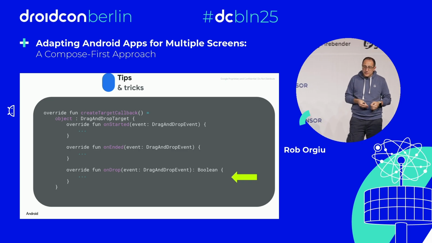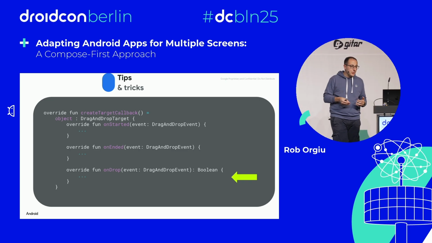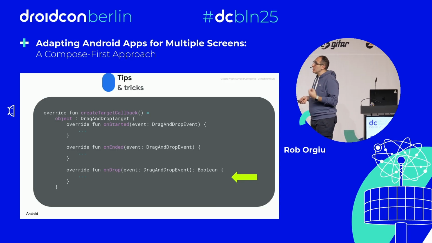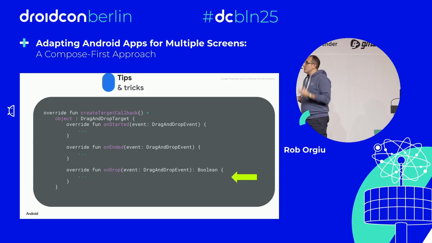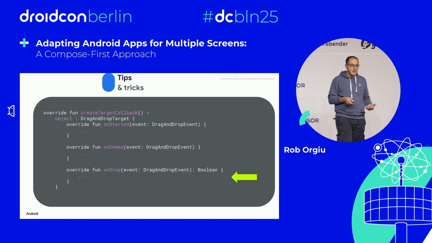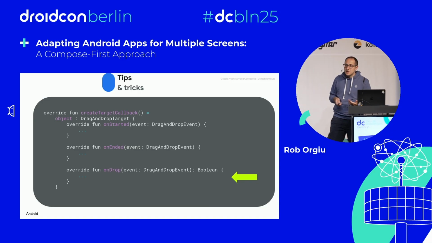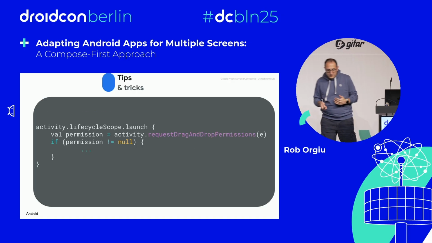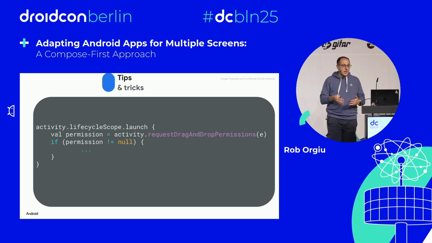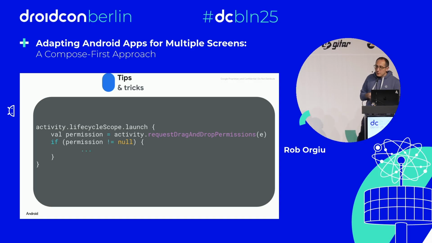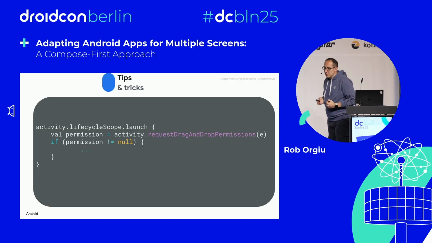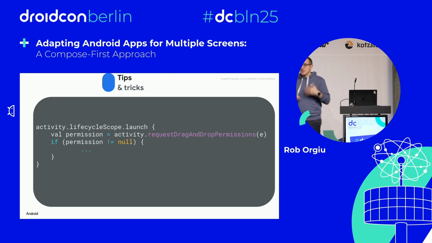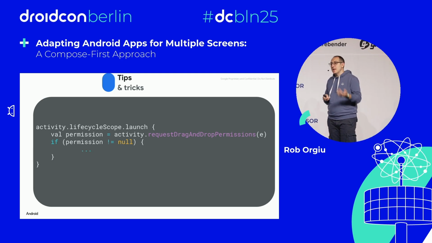And then we have the onDrop event, which is actually the crucial part of our implementation. Because while the UI is very important, this is where all the logic for handling the image takes place. And there are a few caveats to take into account. So first, we need to check if we have the permission to accept the drop. This is not an explicit permission that the user will see. It's managed by the system.